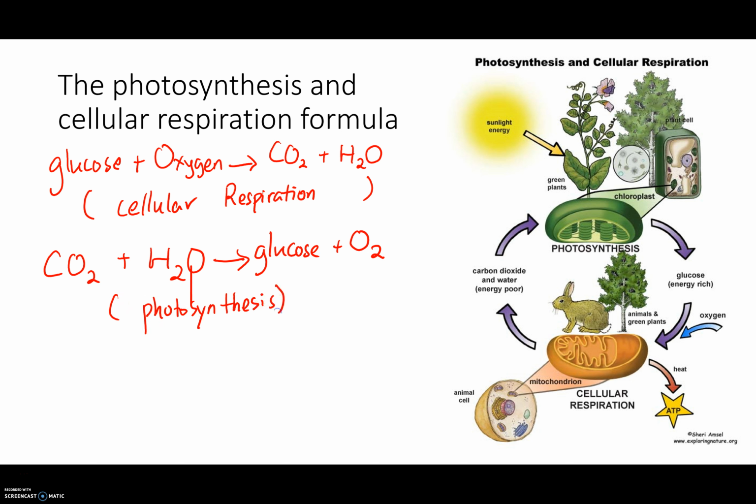Know that for photosynthesis, your reactants, right? A reactant is anything that is before the arrow. So the reactants for photosynthesis are carbon dioxide and water, and the reactants for cellular respiration are glucose and oxygen. So anything before the arrow is reactant, anything after the arrow is product. Good?